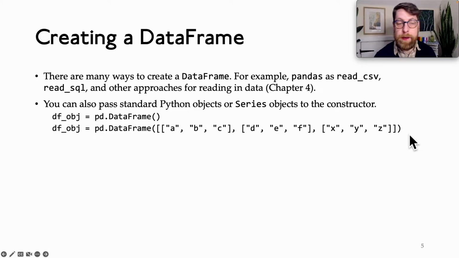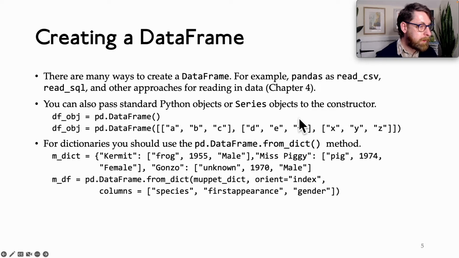And I didn't pass it an index, and I didn't pass it any column names, so it'll just be 0, 1, 2 on the side and 0, 1, 2 on the top, I guess because it's 3 by 3. Now for dictionaries, you wouldn't just pass the object the way you would a series or a list. Instead, you'd use the from dict method.